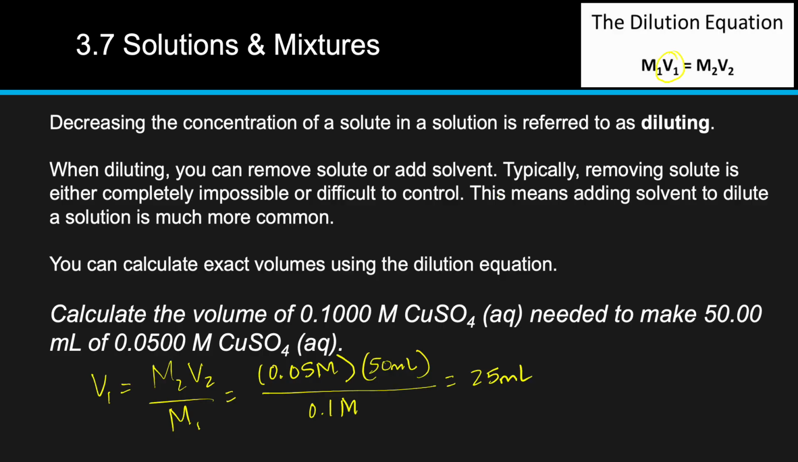And since it did not specify, you can keep it in milliliters or you can convert it to liters, which is usually AP chemistry's preference. And that would be dividing it by 1,000. So we'd have 0.025 liters of copper 2 sulfate.